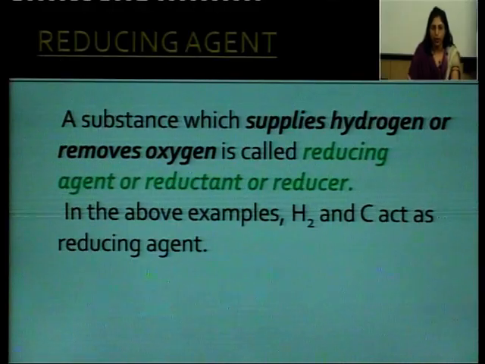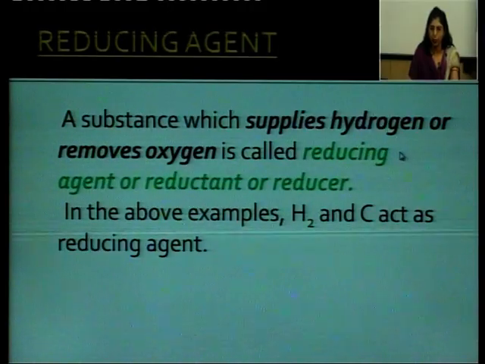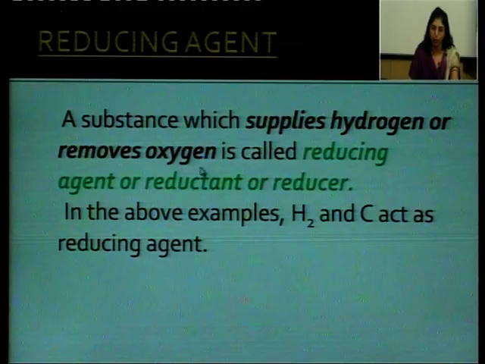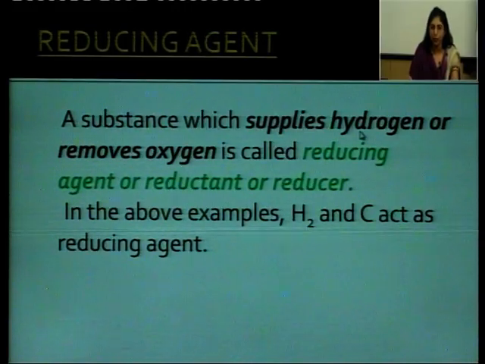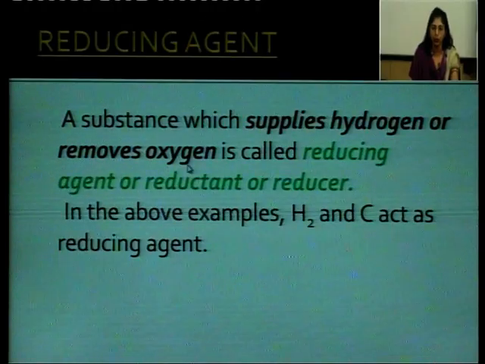Now, reducing agent according to the classical concept: a substance which supplies hydrogen or removes oxygen is called a reducing agent. Again, this is the reverse case of the oxidizing agent. Here, it is that substance which provides hydrogen for its addition or helps to remove oxygen. This reducing agent is also known as reductant or reducer.